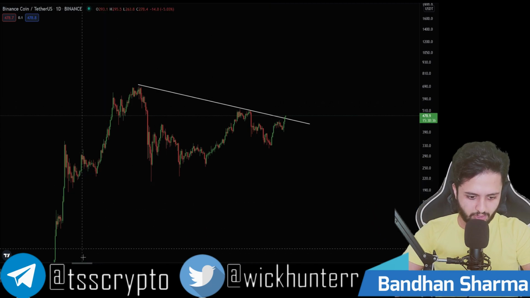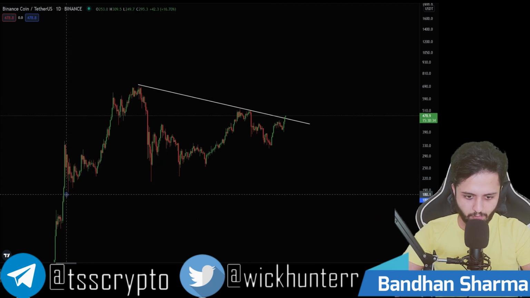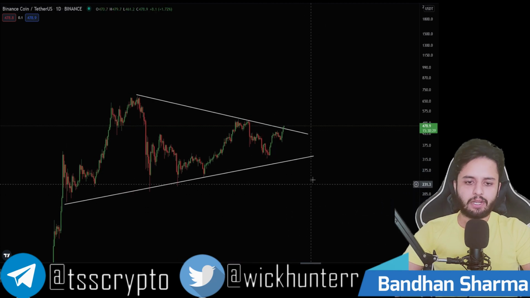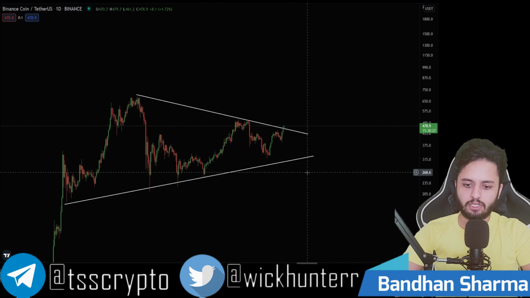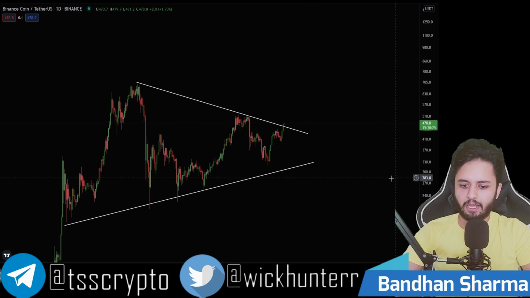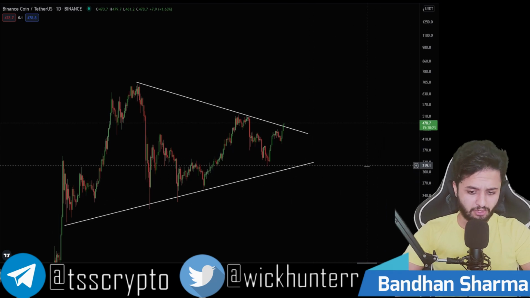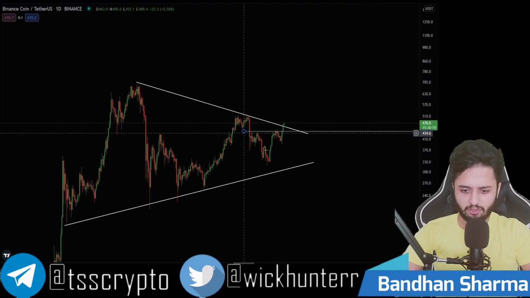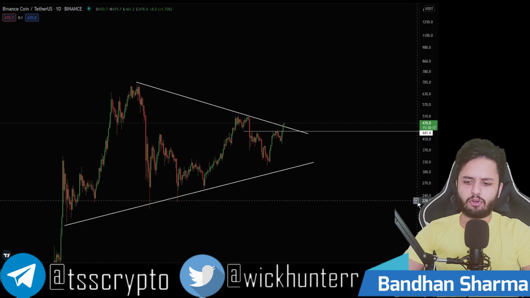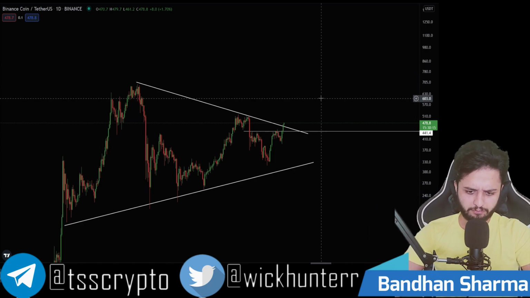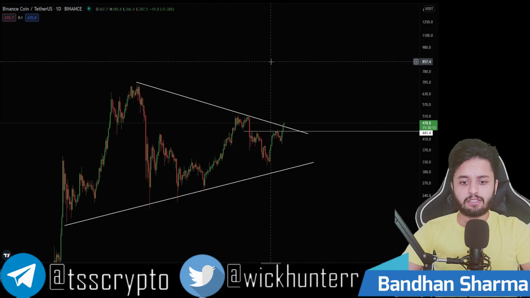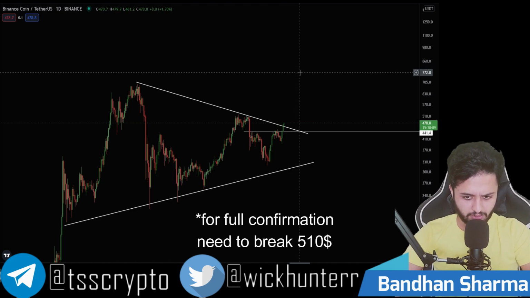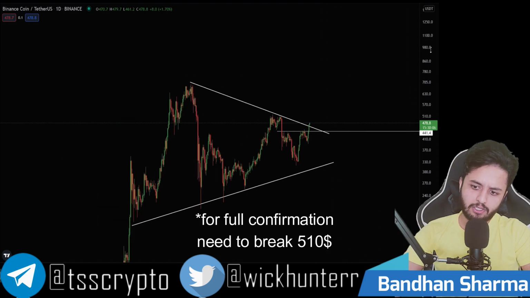So here we have a triangle on the high time frame. Right now it has given the breakout, and what we can do is buy at the current market price or at this retracement level, around 440 to 450, and we still need more confirmation for it to reach higher targets.